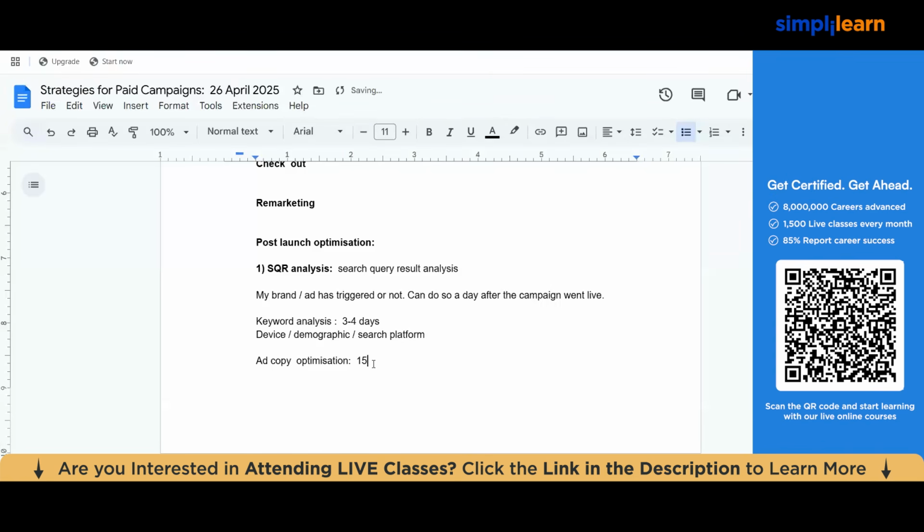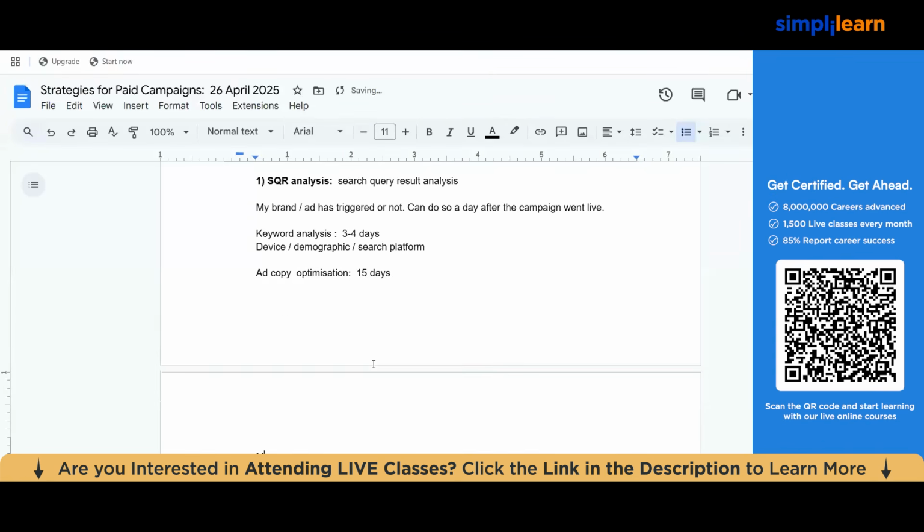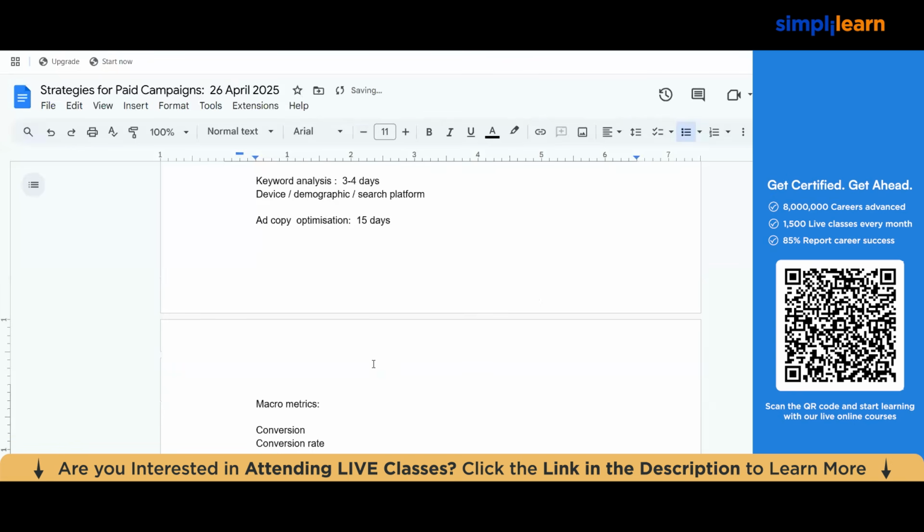So this you can do again after say 15 days or so. And then comes the macro metrics, after this where you can check what number of conversions have happened, the conversion rate, at which rate you got the conversion, what your ROI is, and sort of things.